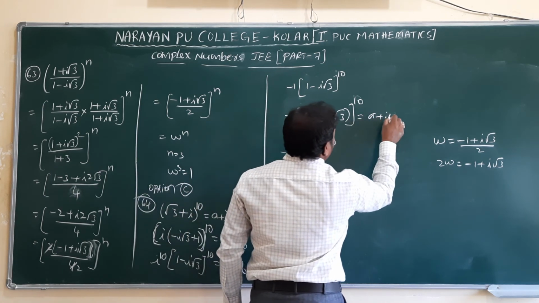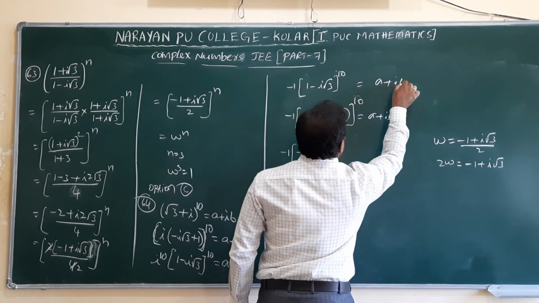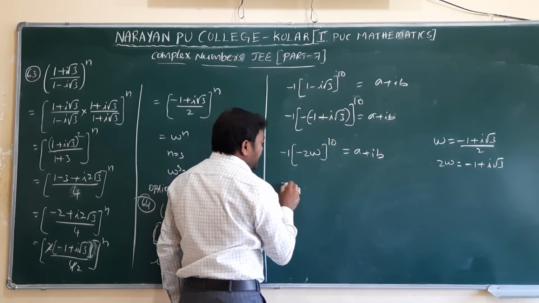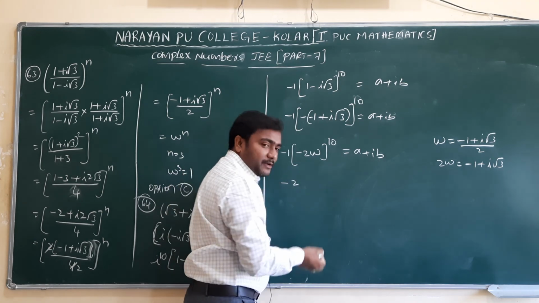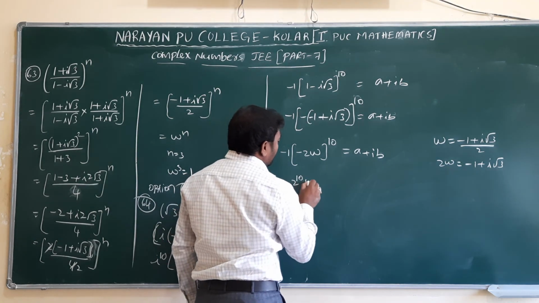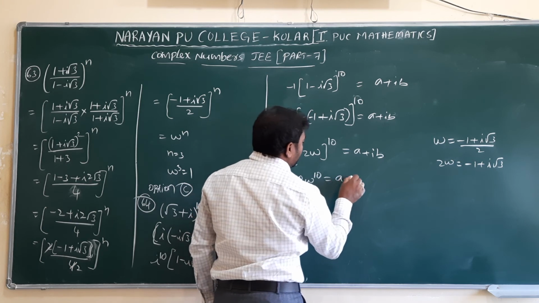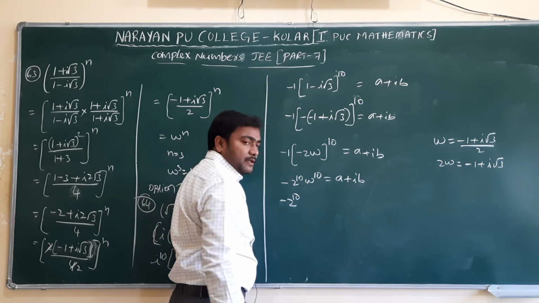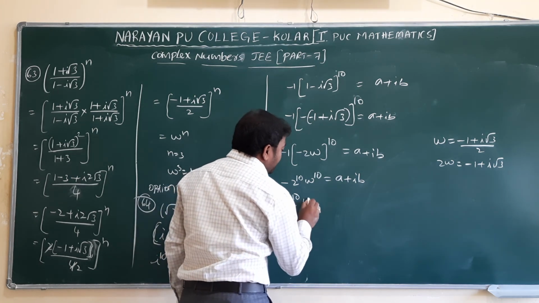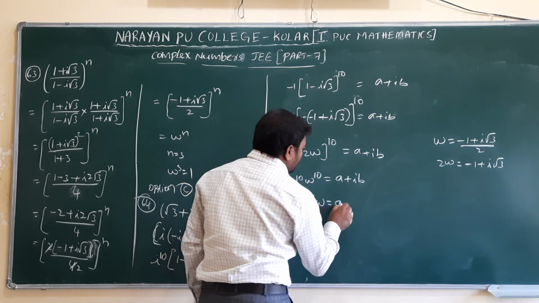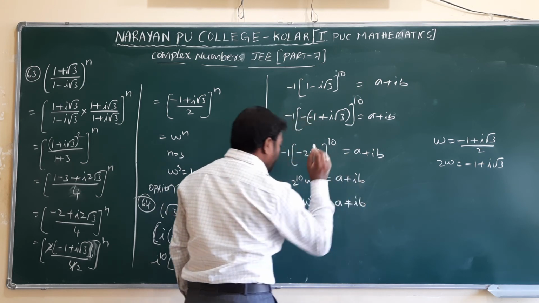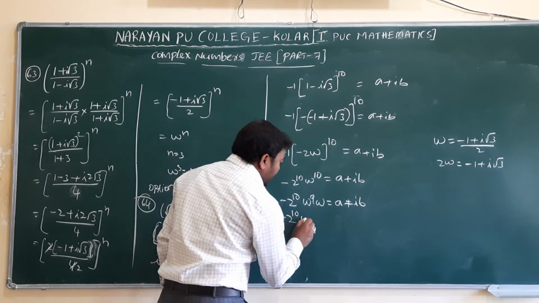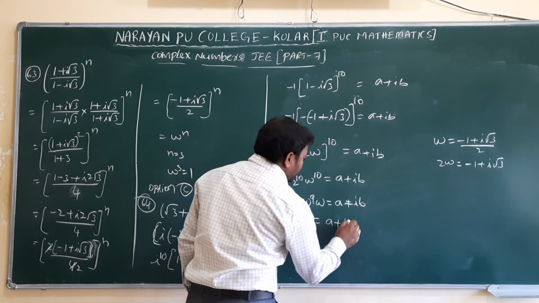Minus of (2 omega) whole power 10 is equal to... I have to write a plus ib on the right side. So a plus ib here also. Minus 2 whole power 10, I am getting only 2 power 10 into omega power 10 is equal to a plus ib. Now minus 2 power 10, omega power 10, how to write it: omega power 9 into omega is equal to a plus ib. So minus 2 power 10, omega power 9 value 1, so into omega is equal to a plus ib.